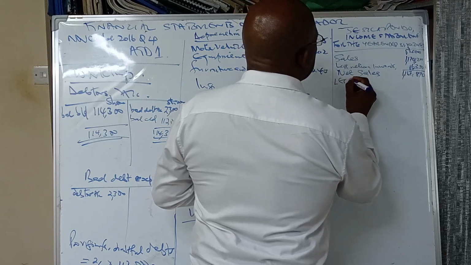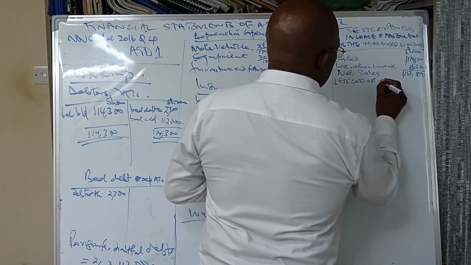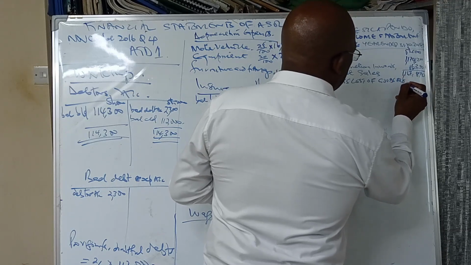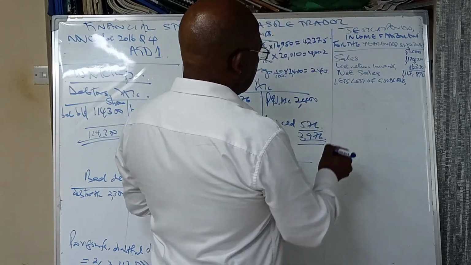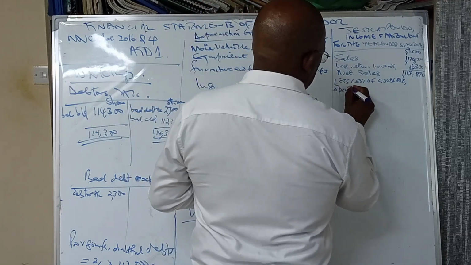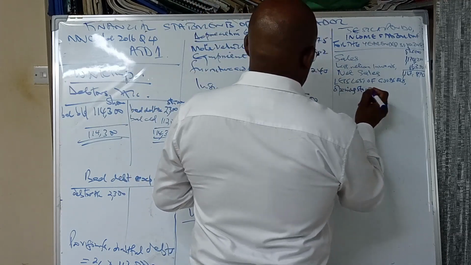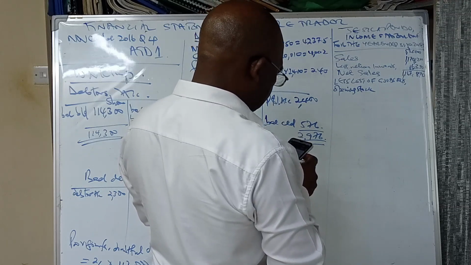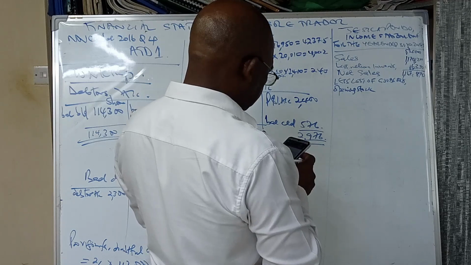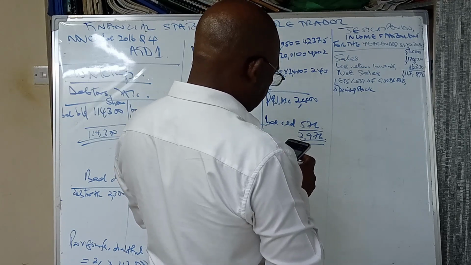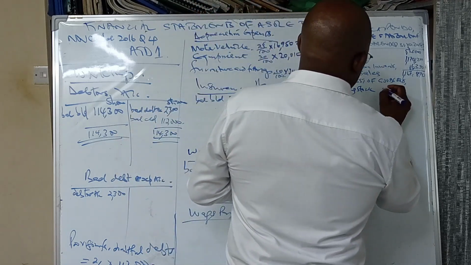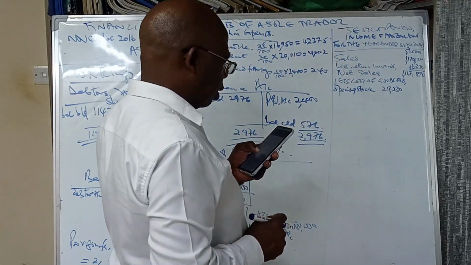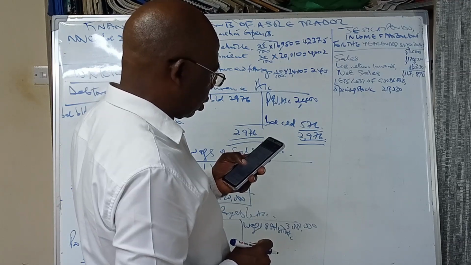Then we say less cost of goods sold. And for our cost of goods sold, we start with opening stock. The opening stock as given in the question, from the trial balance, is 217,230.